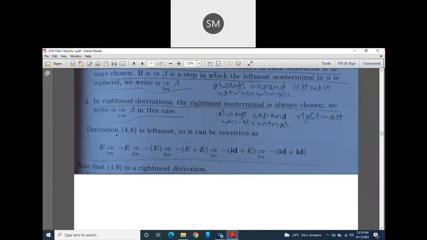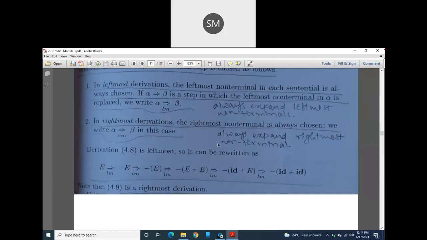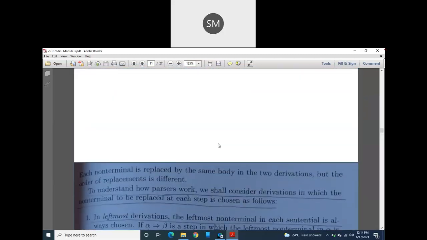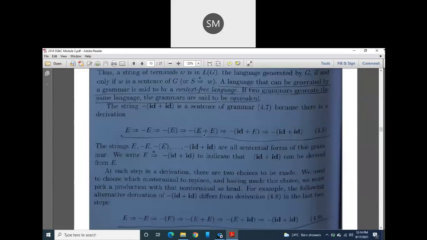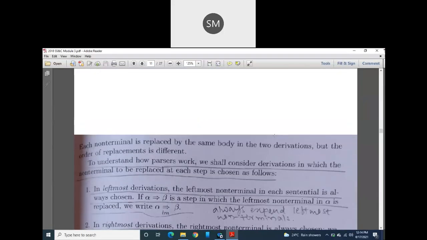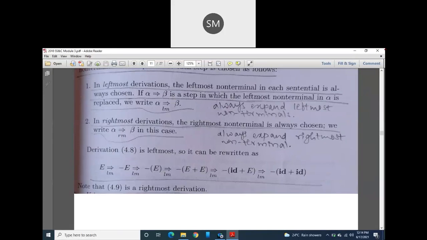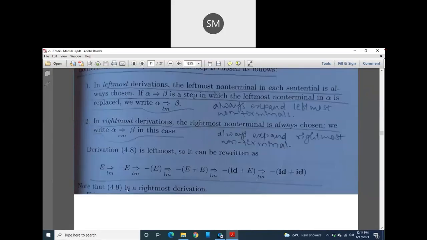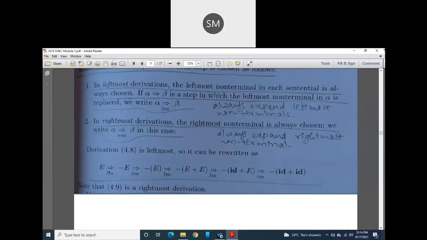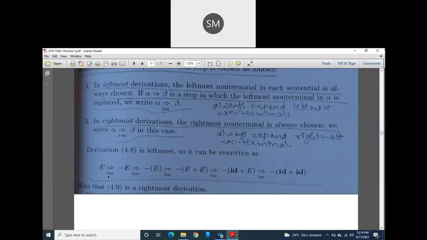Clear? So here the derivation 4.8 is leftmost, this one. 4.8 and 4.9, just now I have shown you, this derivation 4.8 is a leftmost derivation and 4.9 is a rightmost derivation, correct? So that 4.8 equation, you should rewrite it clearly. Previously in equation 4.8, I told you that it is a leftmost derivation, but how do we tell others it is a leftmost derivation? You should write it clearly like this.